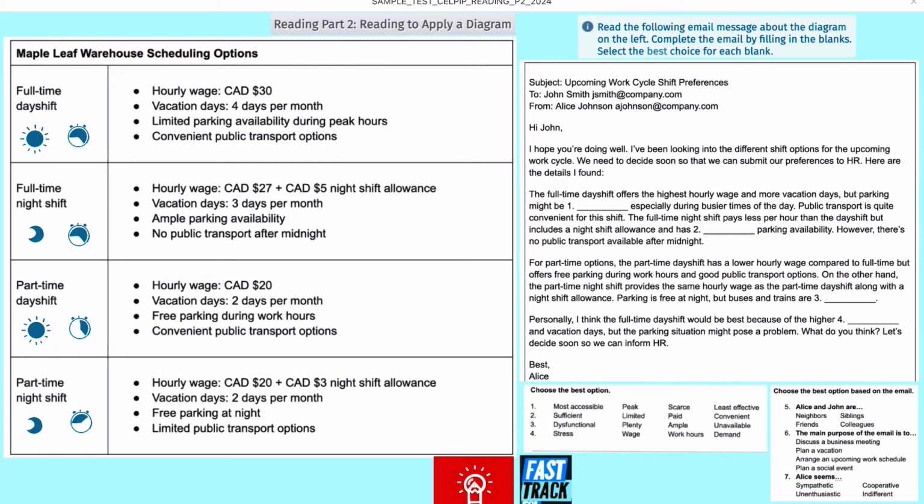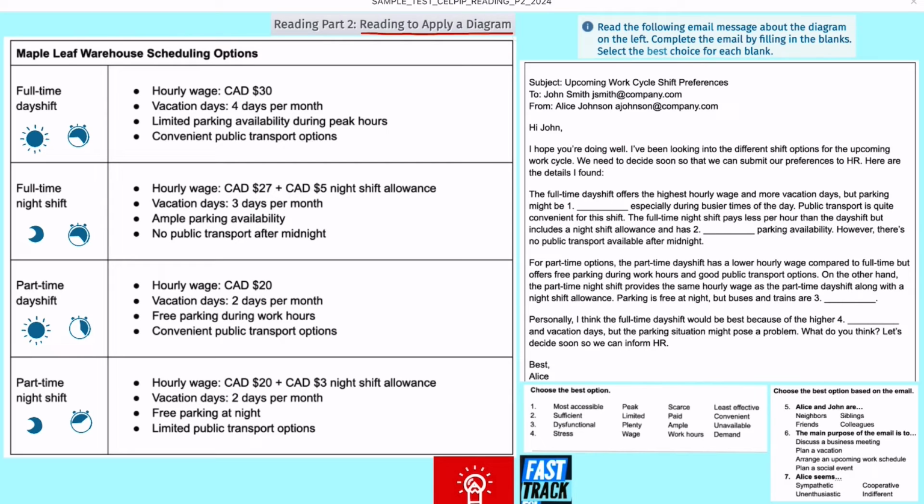Okay, time for us to review the answers for this second part of the CELPIP reading test. And this part is called reading to apply a diagram. The first step is to always look at the options that have been given to us and to see what's being compared and what are the criteria.